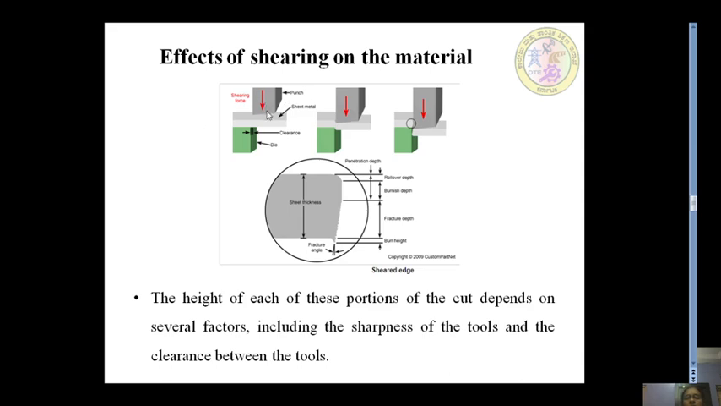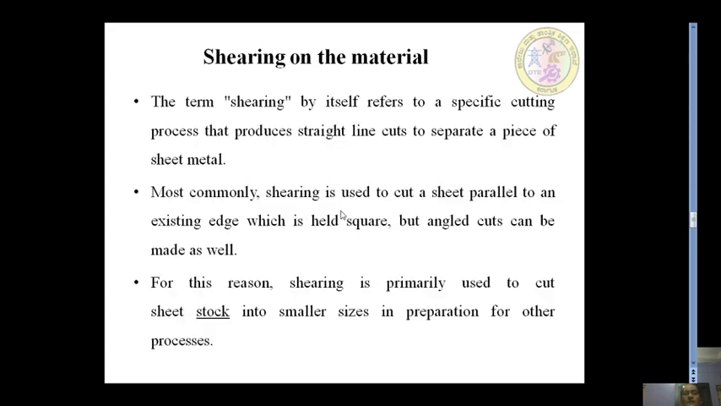So effects of shearing on the material, this we can see here. This is the punch which moves here. This is the sheet metal. We have a small clearance here. So this moves, and you can see that this is going to, here also thickness shape. So burr is formed there, then roll over depth, penetration depth we are going to see. The height of each of these portions of the cut depends upon several factors, including the sharpness of the tools and the clearance between the tools. That is, the portion whatever we are going to get depends upon this.